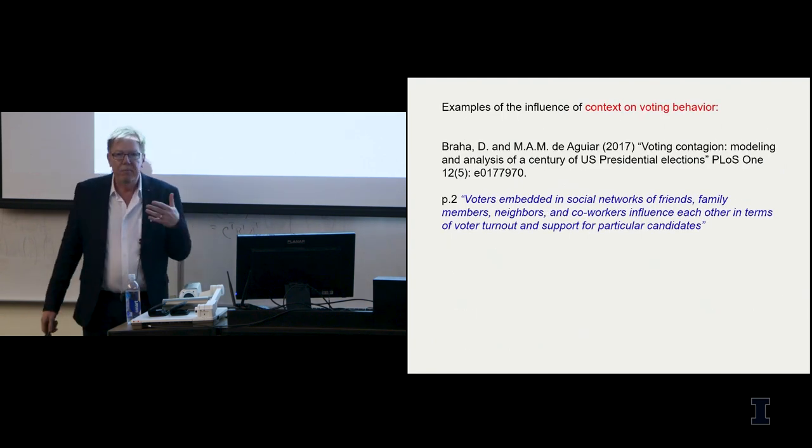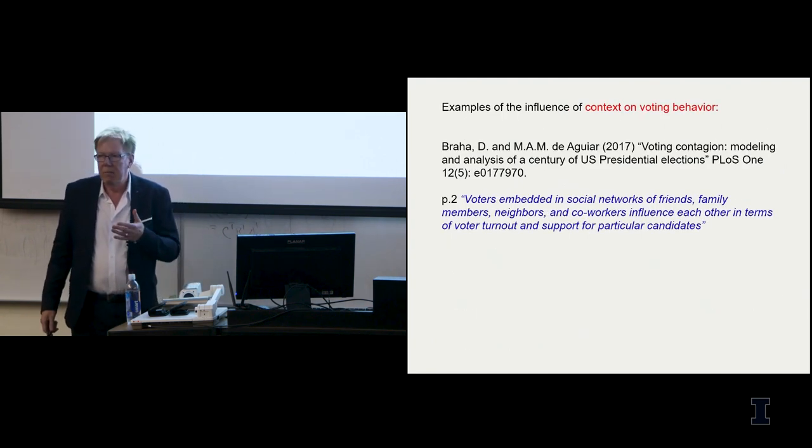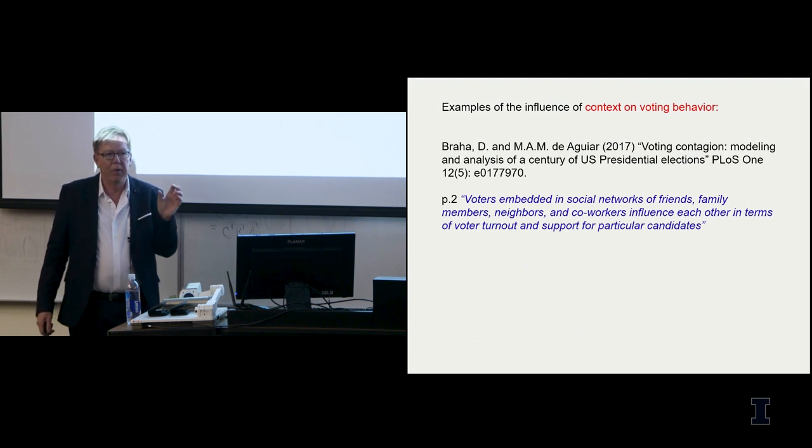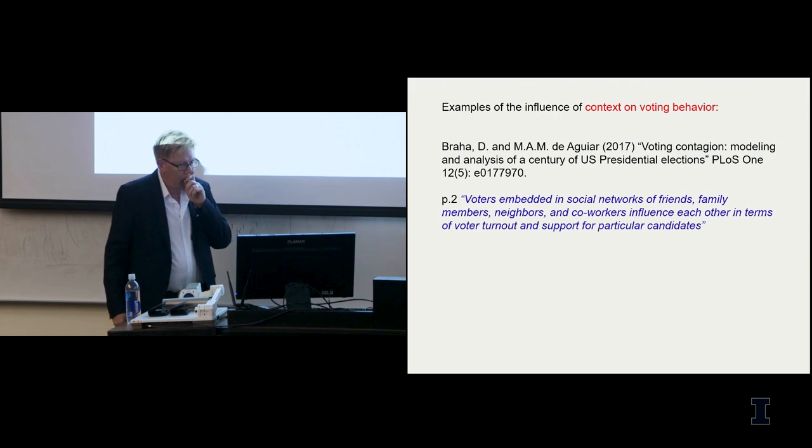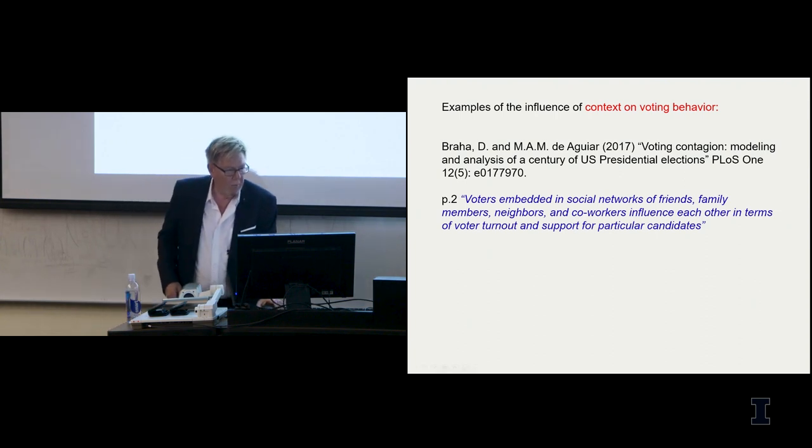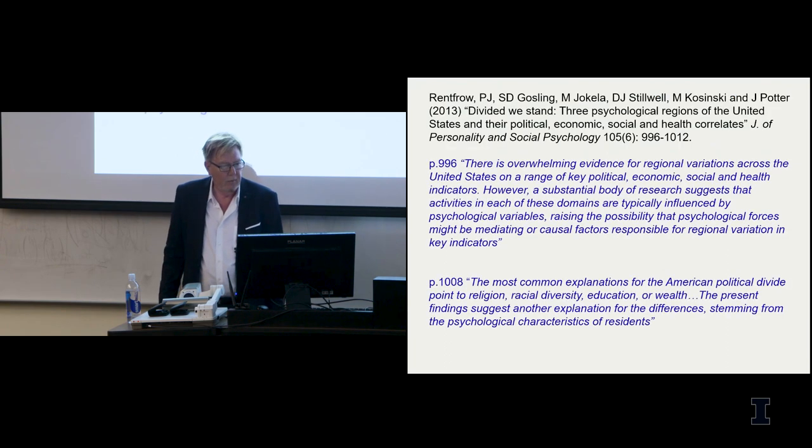And there are a lot of papers out there that support this notion that there's something intangible about place that affects our behavior. So here's a paper from Braham and Aguirre, 2017, on page two: voters embedded in social networks of friends, family members, neighbours and co-workers influence each other in terms of voter turnout and support for particular candidates. It's exactly what I'm thinking in terms of these election data that I have.